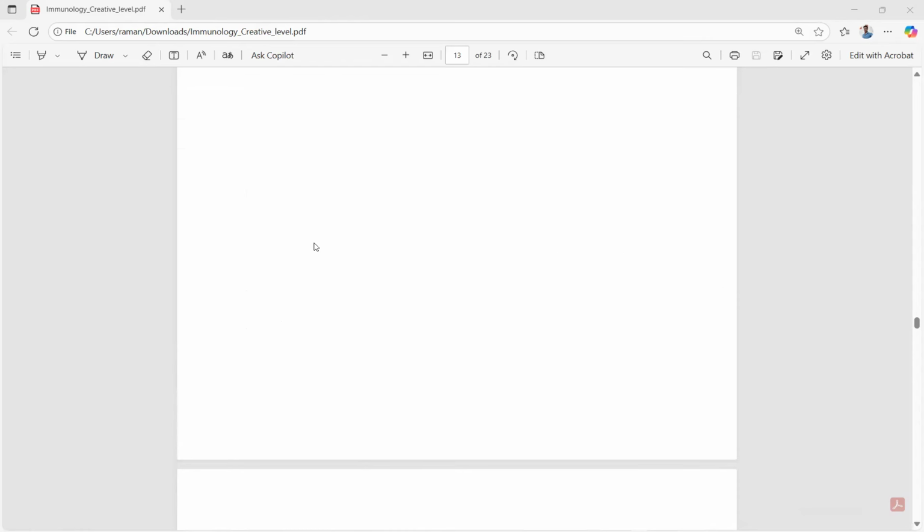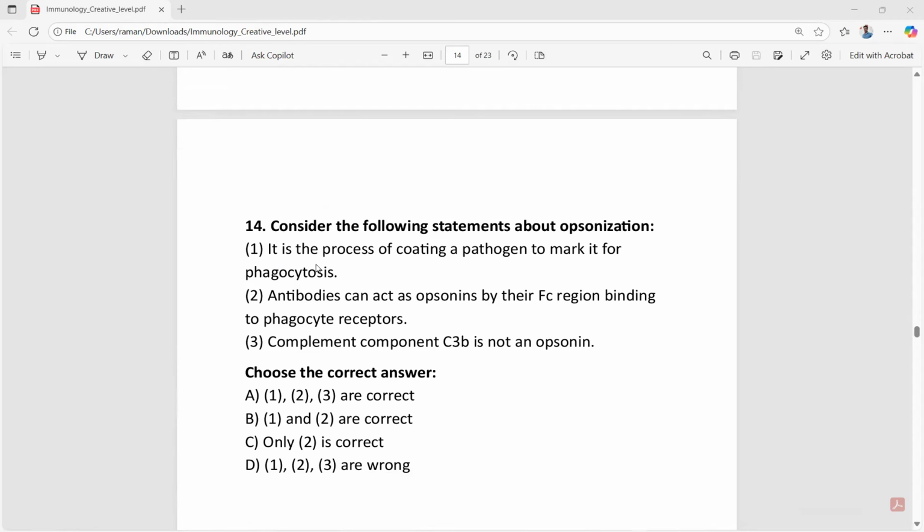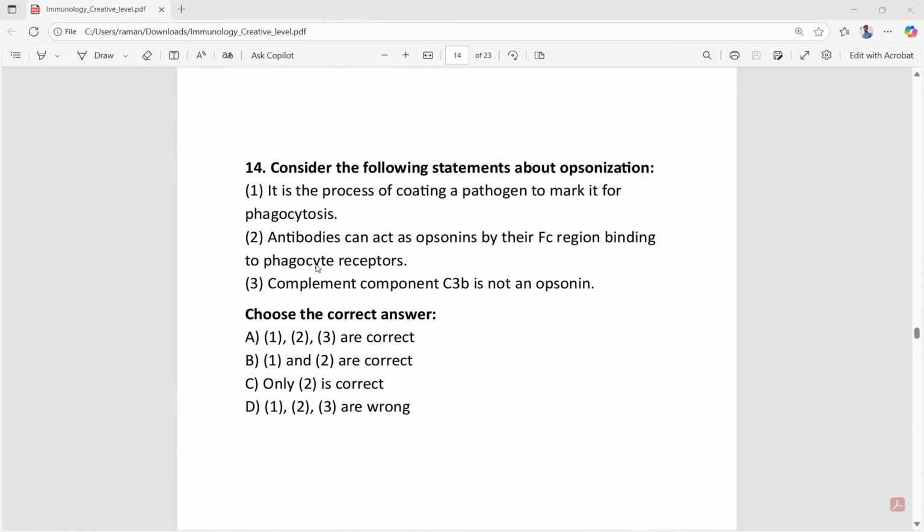Question number 13. Okay, let's go to question number 14. It is about opsonization. It is a process of coating a pathogen to mark it for phagocytosis. This is correct. Okay, antibodies can act as opsonins by their Fc region binding to phagocytic receptors. Remember that, phagocytic receptor. So this is also right. Okay, complement component C3b is not an opsonin.